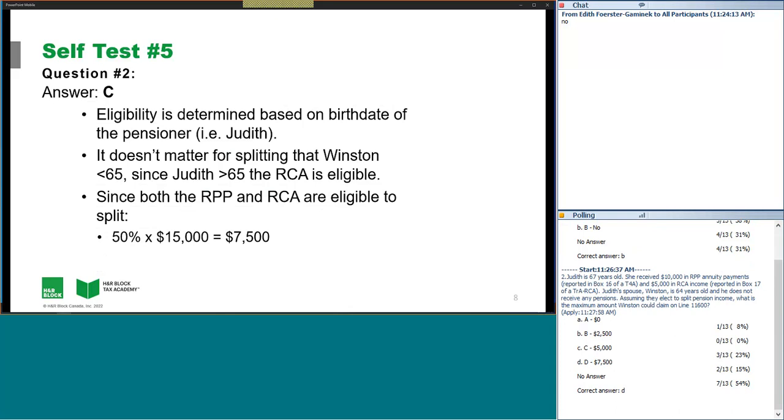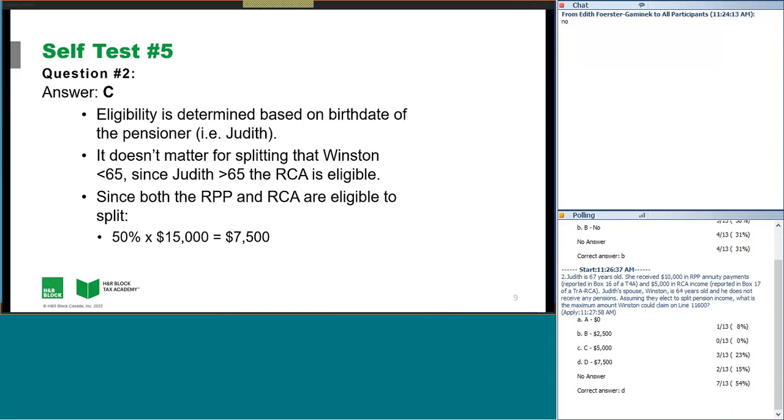Okay, what is the actual answer? It says answer C there. It should say answer D. That's a typo. Okay, but the answer is 7,500, which was D. Okay, and it doesn't matter that he's under 65 because the person who is over 65 is eligible for the RCA, and therefore they're both eligible to split, so it's 7,500 and the correct answer is D.